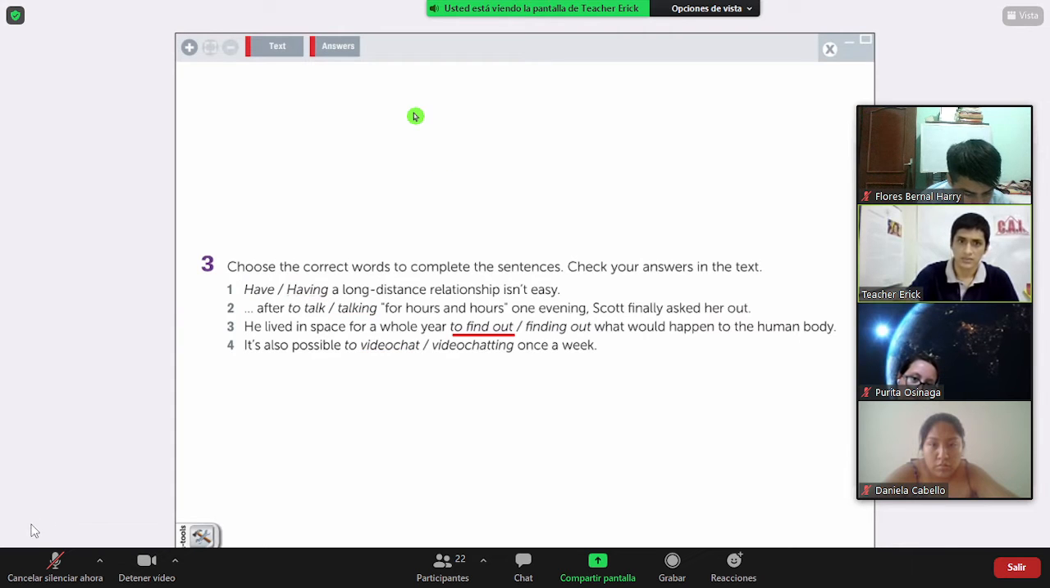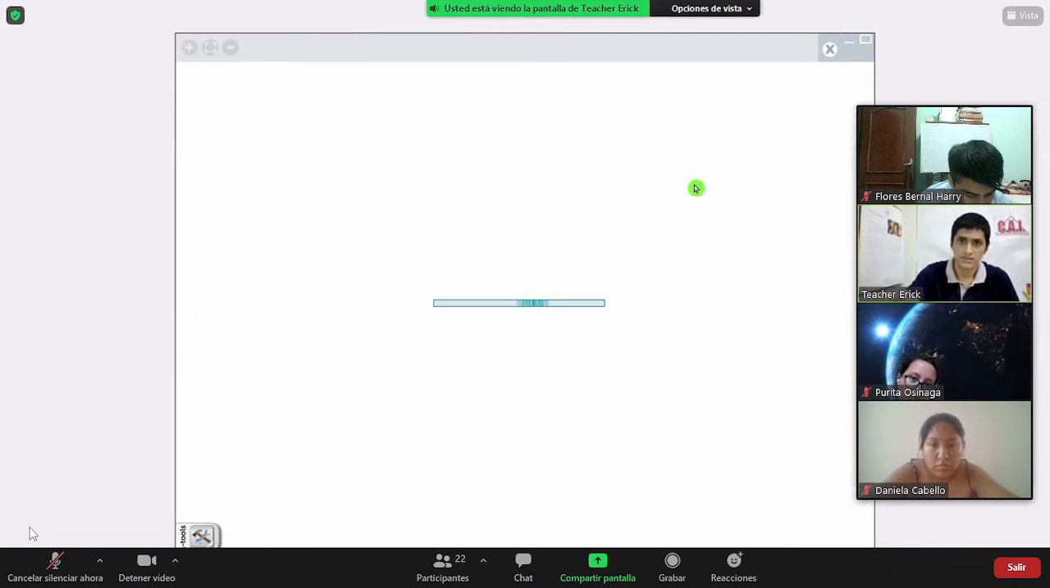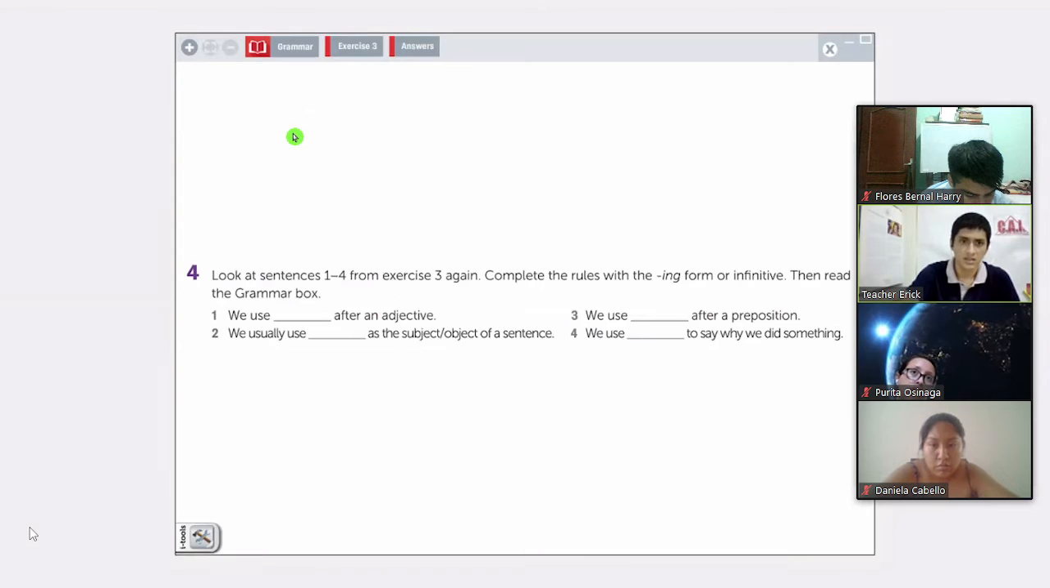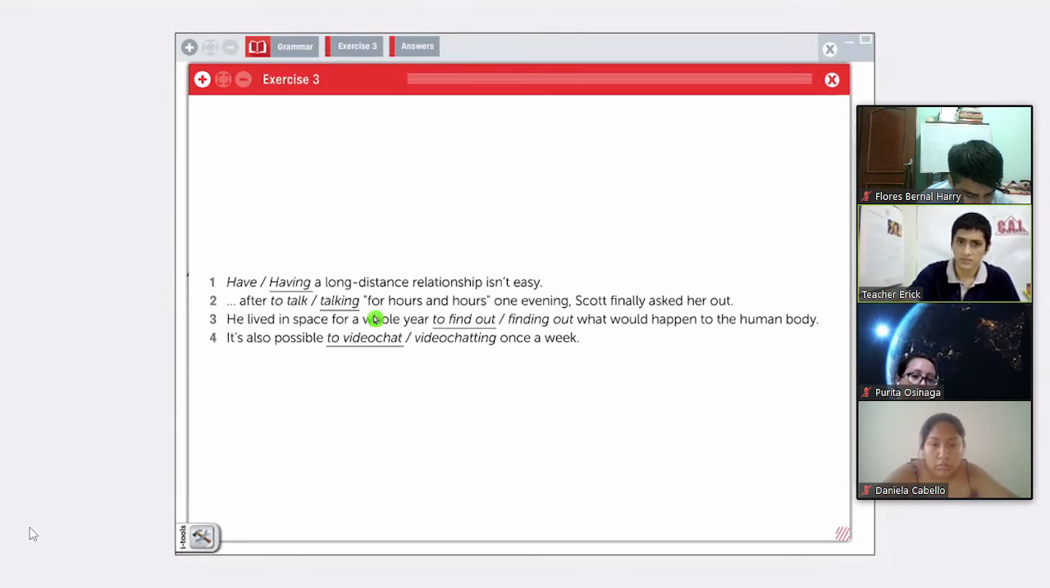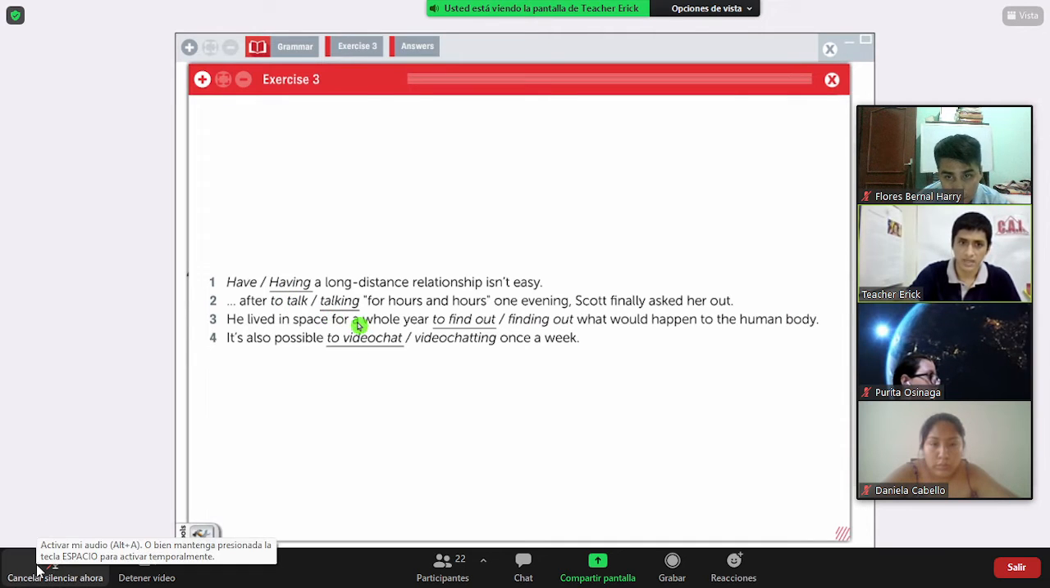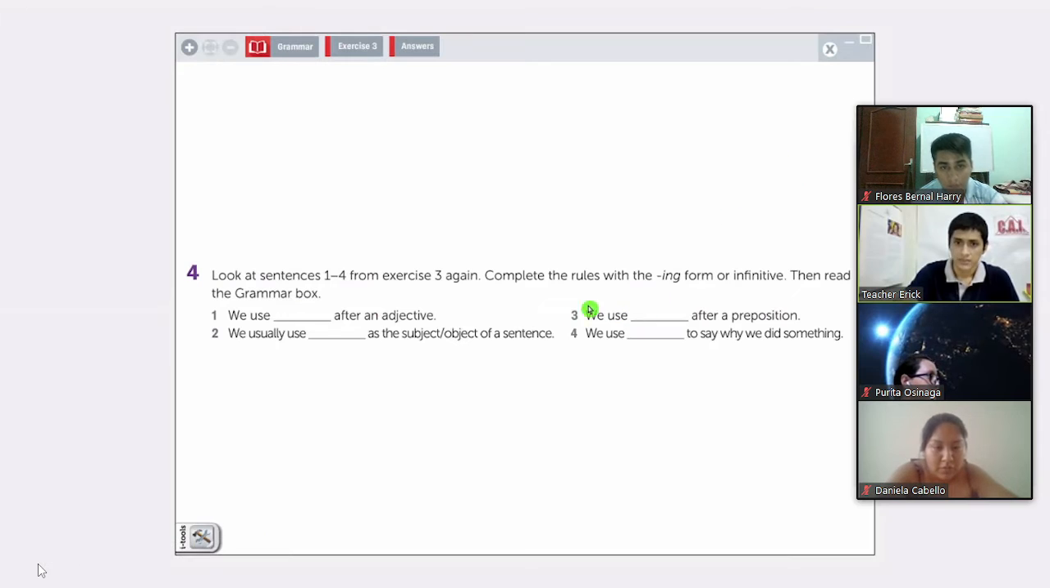And what we have to do in exercise 4, in this case, it says we have to look at the sentences from 1 to 4 from exercise 1, this one. We have to look at these underlined verbs: having, talking, to find out. So we have to complete the rules with the ing form or infinitive. We use ing form or infinitive after adjectives.